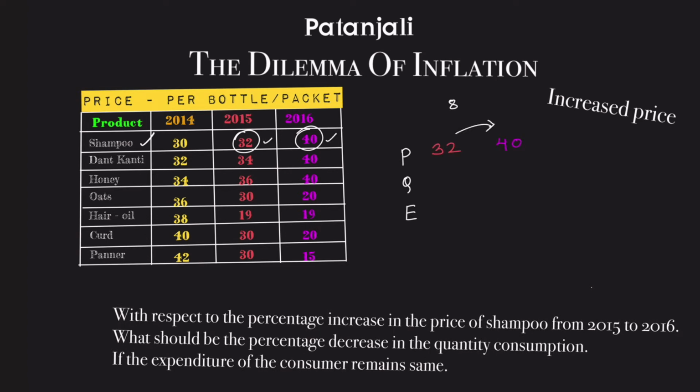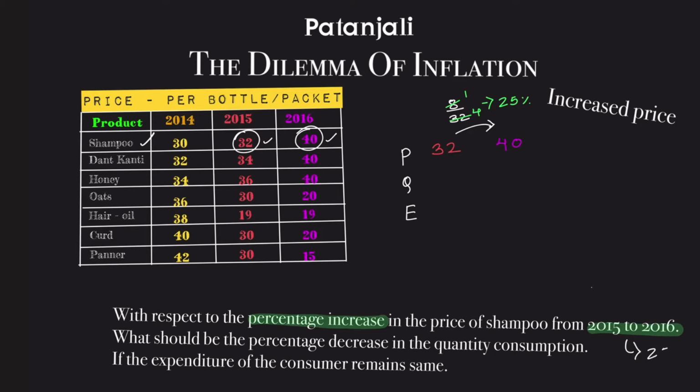So the price is increasing from 32 to 40. What's the percentage increase? Simply you will say it is increasing by 8, increasing by 8 over 32. 8 is what percent of 32? 1 by 4. And 1 by 4 is nothing but a 25% increase in the price of the product. That's what he's asking: with respect to the percentage increase in the price of the shampoo from 2015 to 2016, so there is a 25% increase.